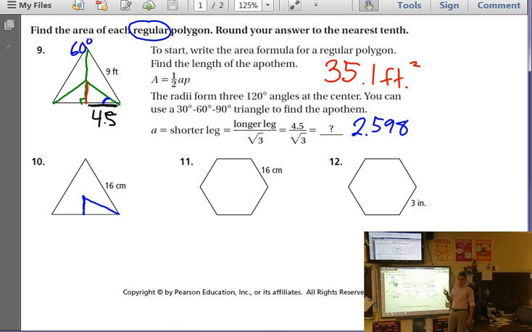So again, any regular triangle will end up making a 30, 60, 90 special right triangle. So right down here, we have a longer leg of 8 and a shorter leg that we don't know, and that's our apothem. And then some hypotenuse that we don't really care about, that's our radius here. So this works because it's the 30, 60, 90 relationship. So you can just take your 8, divide by radical 3, that'll give you the apothem.